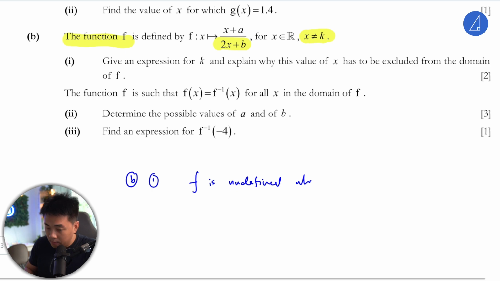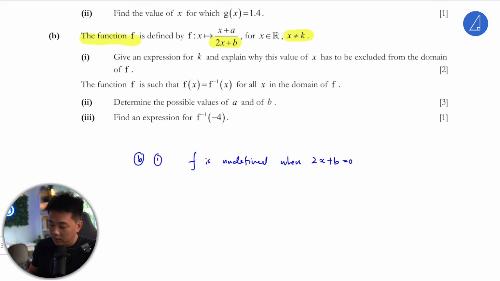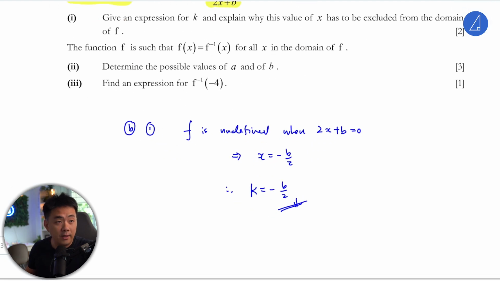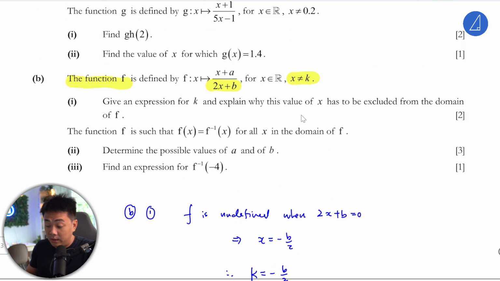when 2x plus b equals 0. So you know that x is equal to minus b over 2. Hence, k is equal to minus b over 2. Okay, so that's it. You just say that it is undefined at this point, which is actually a vertical asymptote. Okay, so you just leave it at that. So k is equal to minus b over 2.